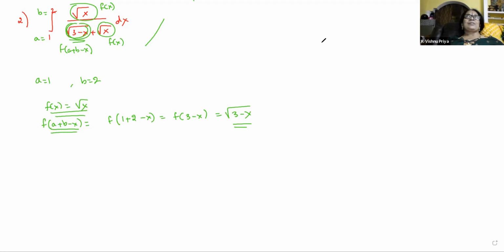Now I can use the formula. What is the formula I told you? The answer is 1 by 2 into b minus a, 2 minus 1. So the answer will be directly 1 by 2. This is the answer for the integral. Isn't it easy? The same problem you can take in PU and do it. How difficult it will be. You can check. Okay, one more question of the same type I will take.